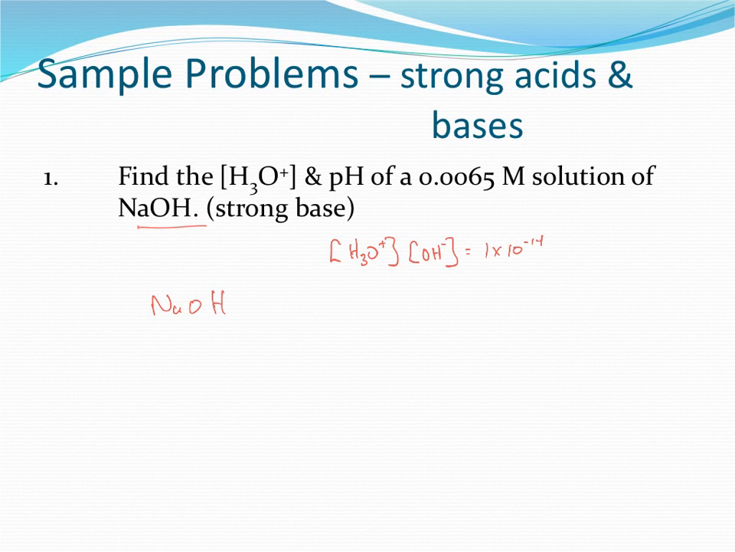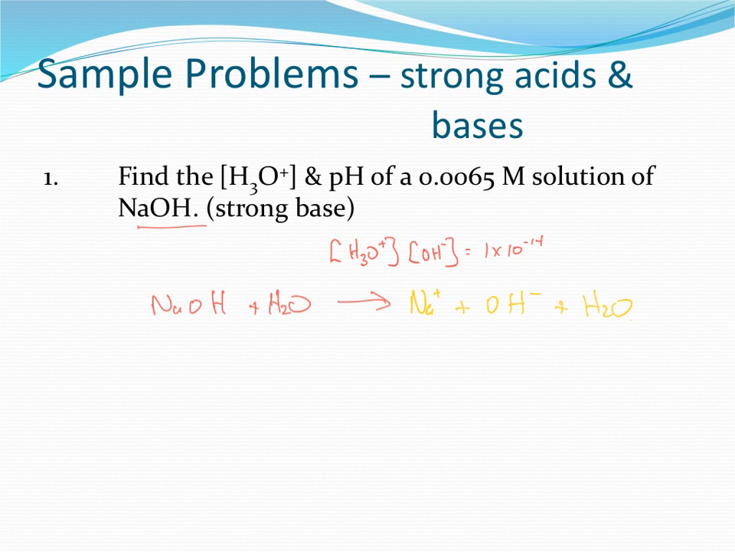So when we talk about sodium hydroxide and its dissociation, what we're going to end up getting here is our sodium ion, hydroxide ion, and water.